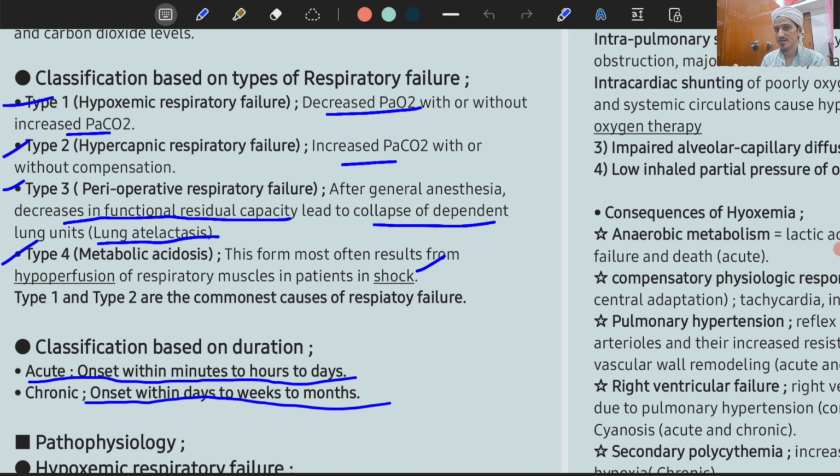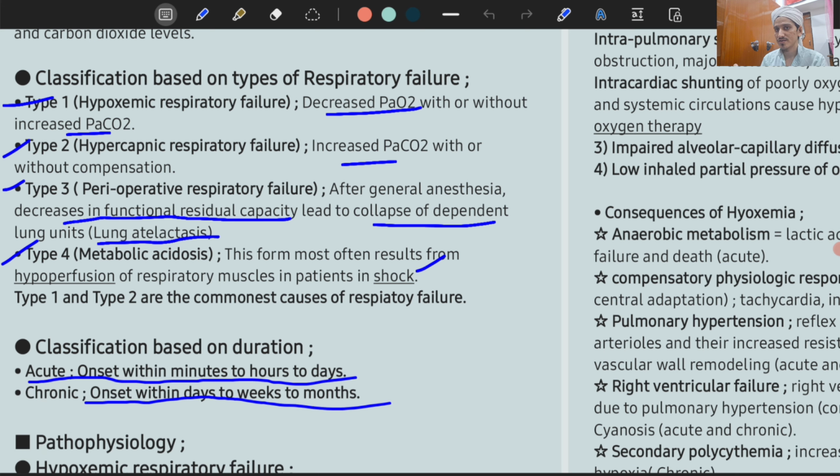So hemoglobin cannot be oxygenated above 100%. That's why there is an admixture of blood from the underventilated and normal regions that will cause hypoxia with normocapnia, and sometimes it can cause hypocapnia also. Okay, so that is the mechanism behind hypoxemic respiratory failure.